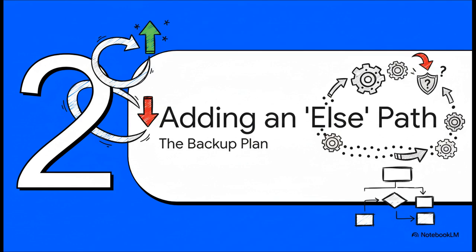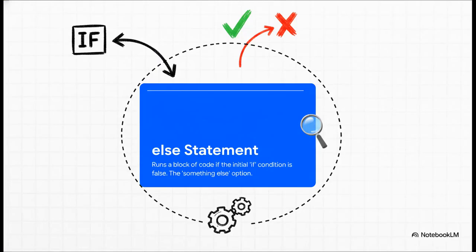We need a backup plan, right? An alternative path for when the if condition isn't true. And that backup plan is called else. It's literally the otherwise in your code's logic. You can just read it out loud. If this first thing is true, do this. Otherwise, do this other thing instead. It's the default action when your if check fails.